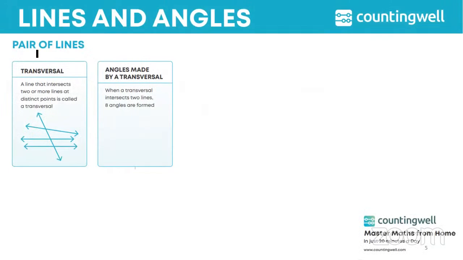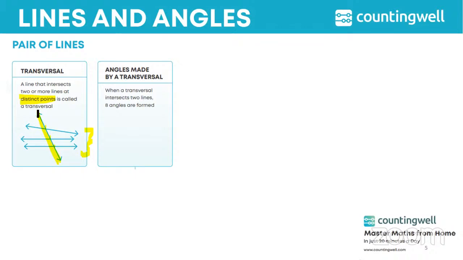Let us see pair of lines. What is a transversal? A transversal is nothing but a line intersecting two or more lines at distinct points. So the condition here is that the line should intersect two or more lines at distinct points. Here you can see this line is intersecting the three lines at three different points. So the line highlighted by yellow is a transversal.